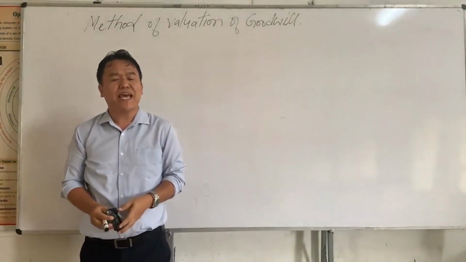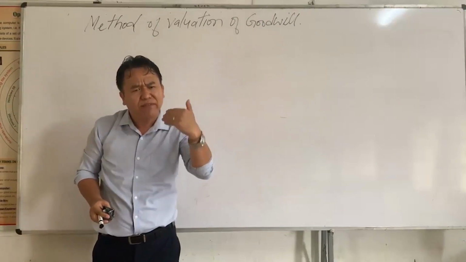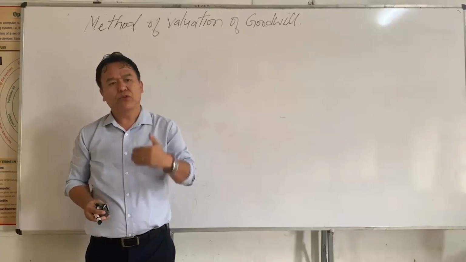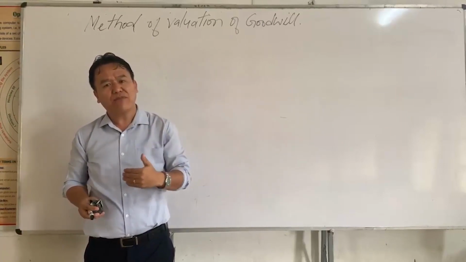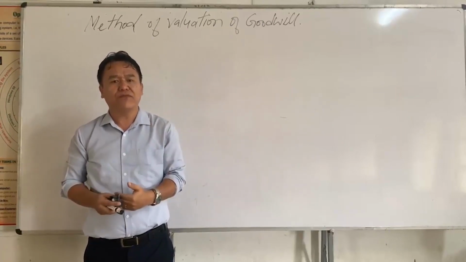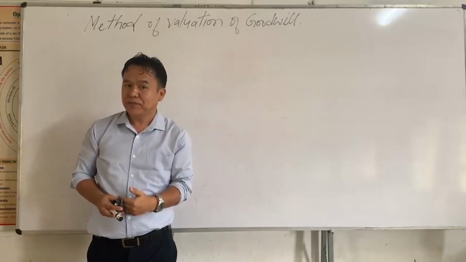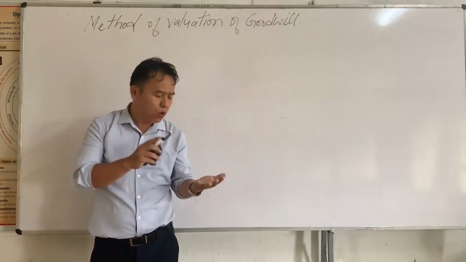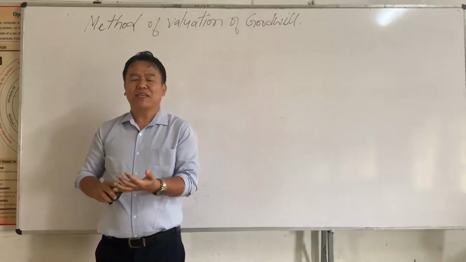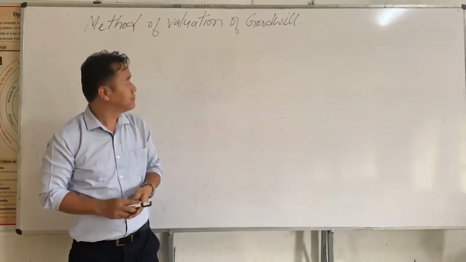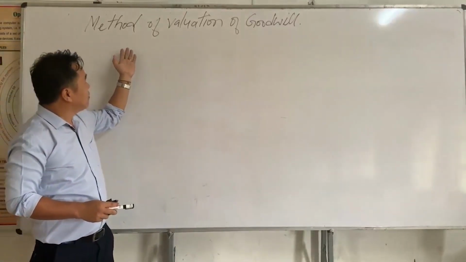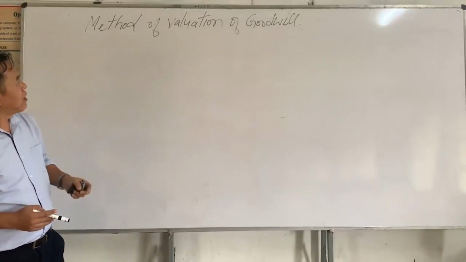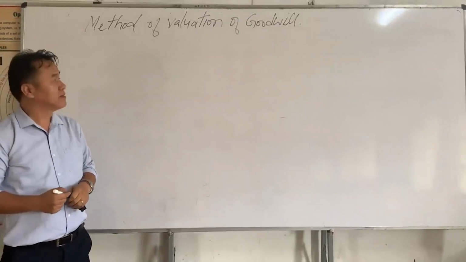Since goodwill is an intangible asset, it is very difficult to calculate its exact value. So various methods have been advocated for the valuation of goodwill of a partnership firm. But which method is to be followed is normally decided by both the old partners and the incoming partner. Now, for computing goodwill of the firm, we have 3 methods.